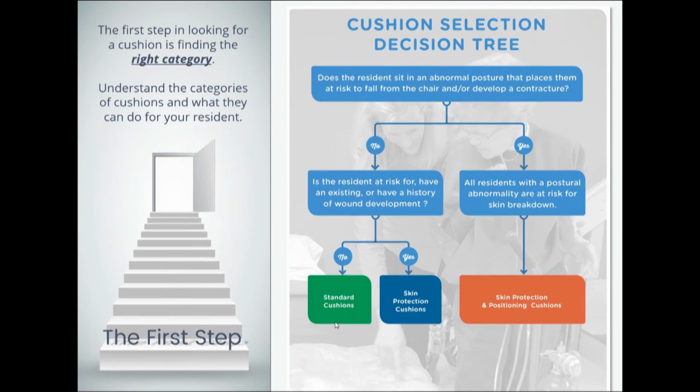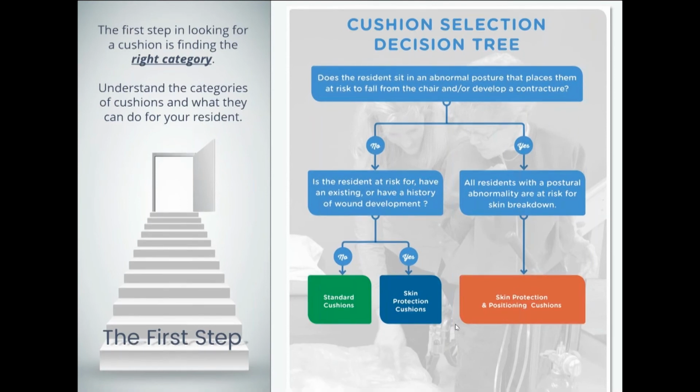The skin protection section, which is what we're going to focus on today, whether it be within the skin protection category alone or the skin protection plus positioning category, is meant for someone who is at a high risk for skin breakdown. And the skin protection alone category is meant for someone that maybe doesn't sit in a postural abnormality, but has some type of disease process, diabetes, a nutritional deficiency, some type of circulation issue that really places them at high risk for wound development or for an existing wound to not heal.